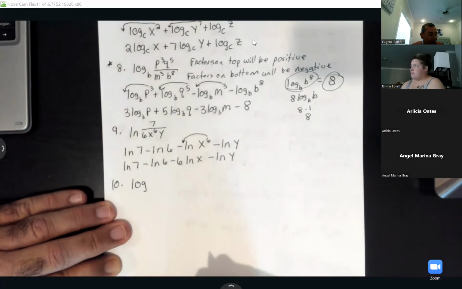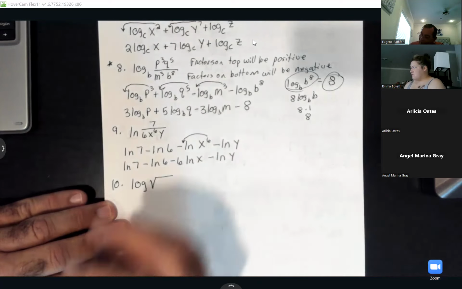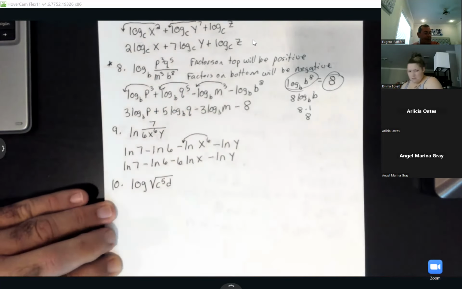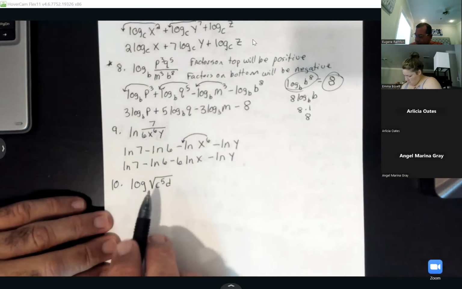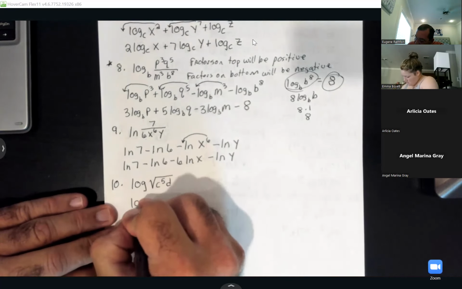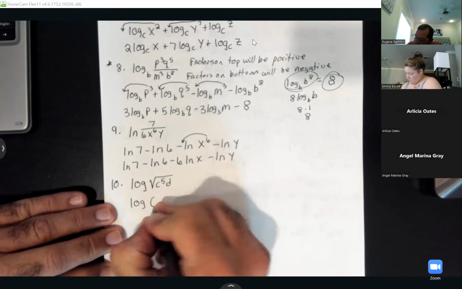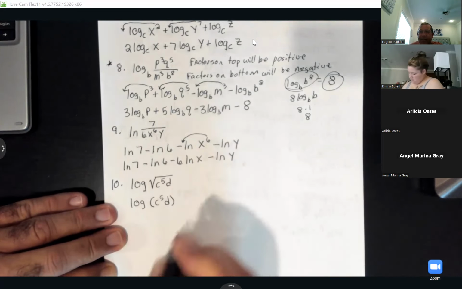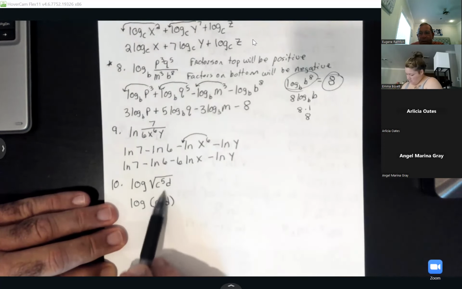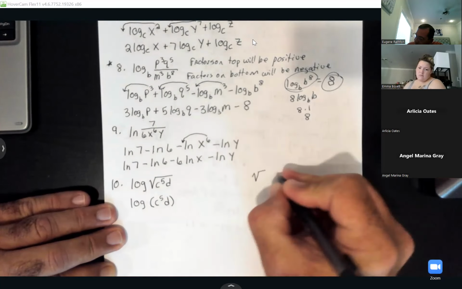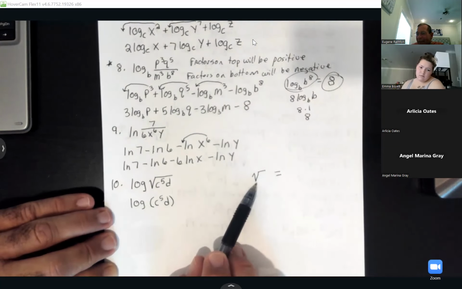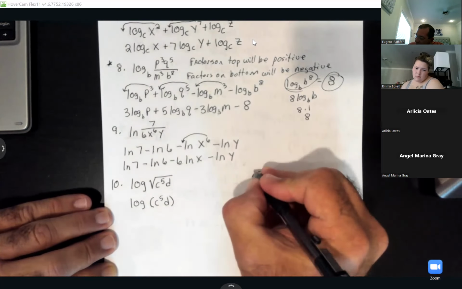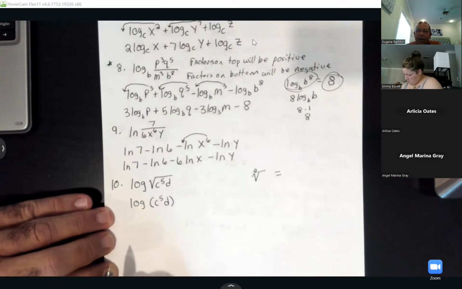Log square root C5D. So the first thing I'm going to do, we got to take care of this little radical. So I'm going to put the C5D in parentheses. And I'm using parentheses because all that's under that radical. And when I rewrite that radical as an exponent, it's got to affect everything, okay? So let's see this. That radical, what exponent is that going to give me? There's not a number in the notch. Anytime there's not a number in the notch, we treat it like a 2 for a square root, right?